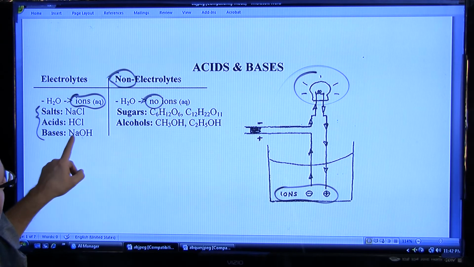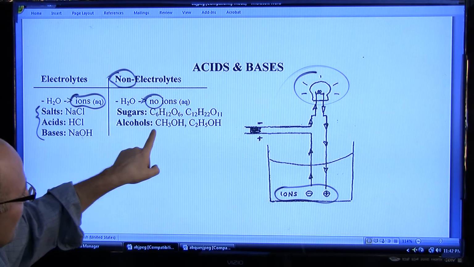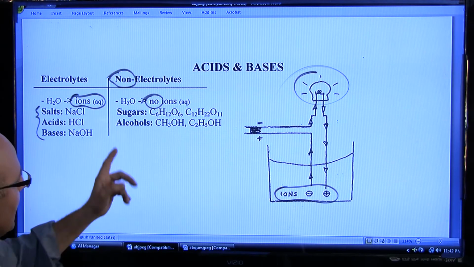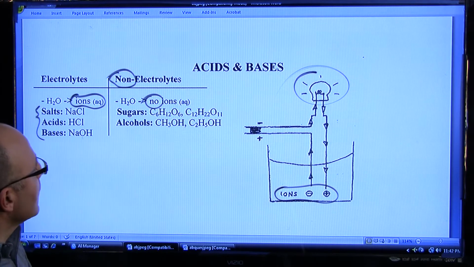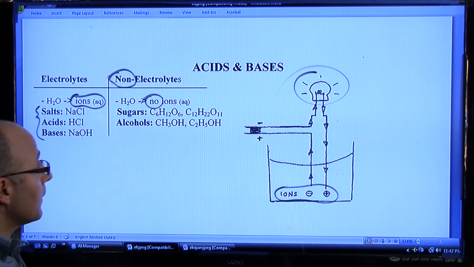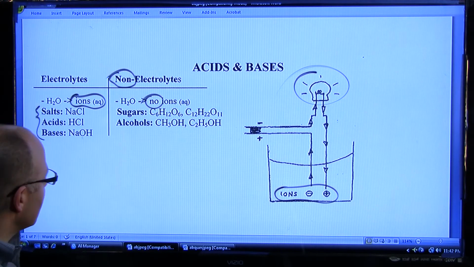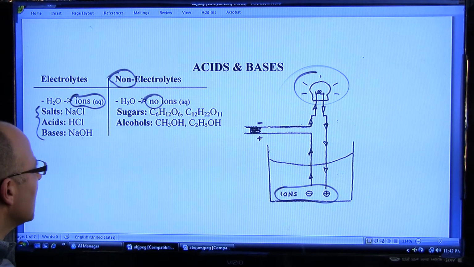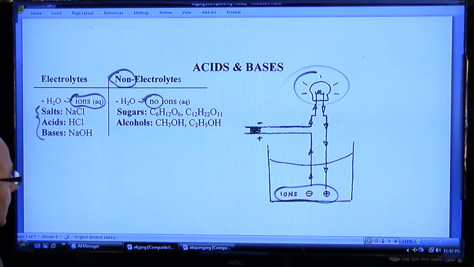The bases are metal hydroxides, not some carbon hydrogen with an OH. So don't confuse alcohols with bases. And alcohols are soluble in water, but they don't produce ions, and therefore they are non-electrolytes. You should always know 2 sugars and 2 alcohols by heart, even though the alcohols are listed in Table R. It's good to know these.